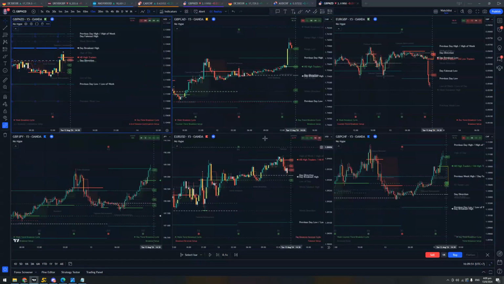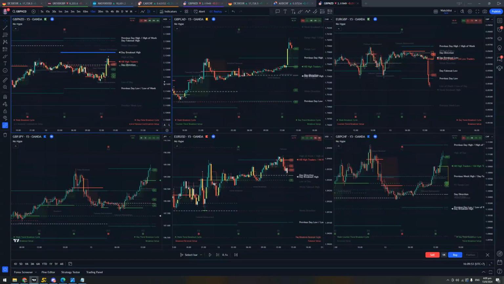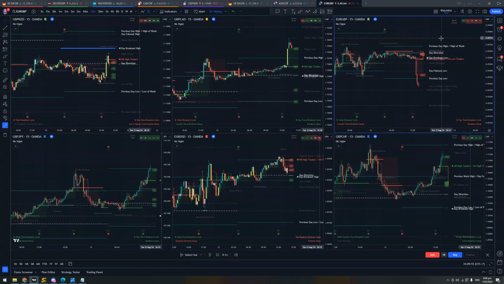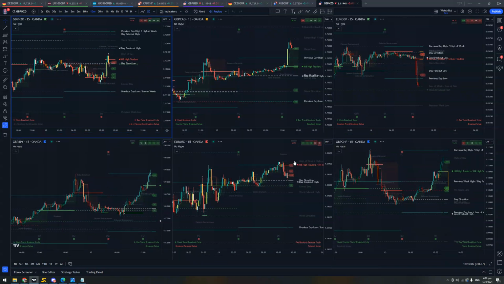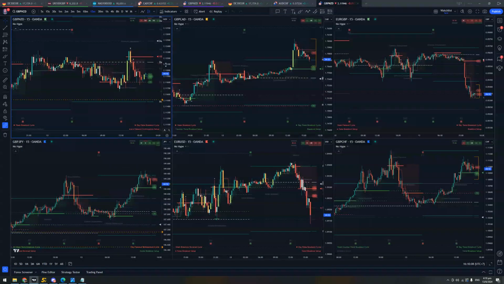So again, I don't cherry pick anything that I show you. Everything is exactly how I'm showing you my exact process. This is how I narrowed down all my pairs to just one. I love when that happens. So I don't need to look at anything else. I just focus on this one pair.